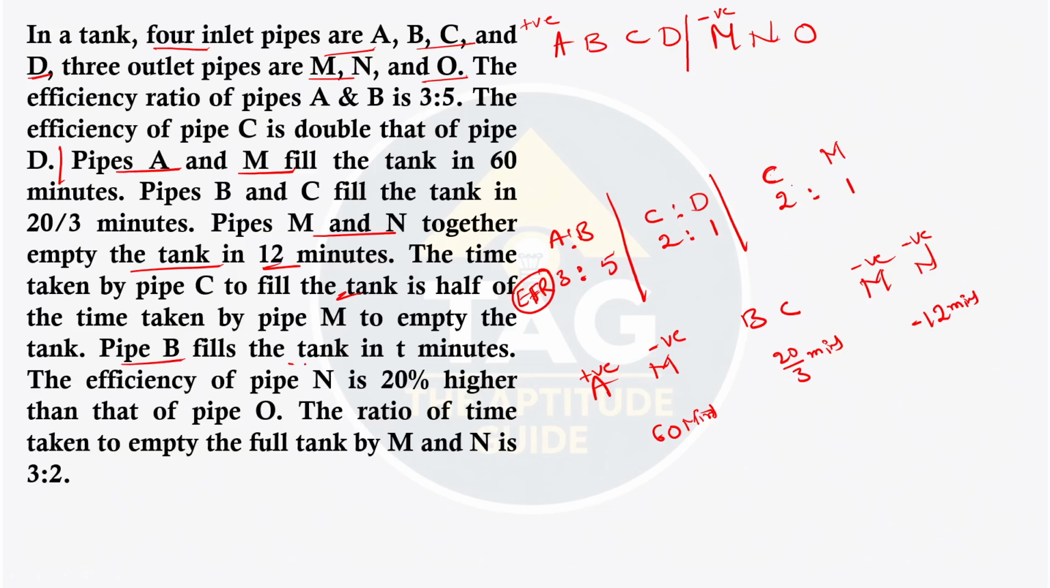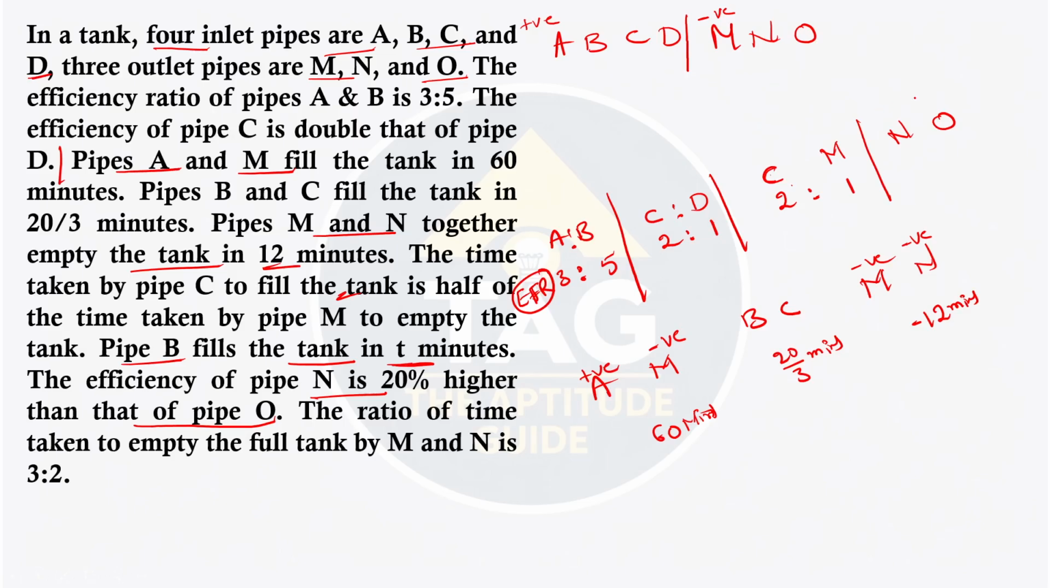Pipe B fills the tank in T minutes. This is not going to help us now. The efficiency of pipe N is 20% more than that of pipe O. So the efficiency of N is 20% higher than that of pipe O. If you are good at converting percentages into ratios, we can simply say that it's 6:5.